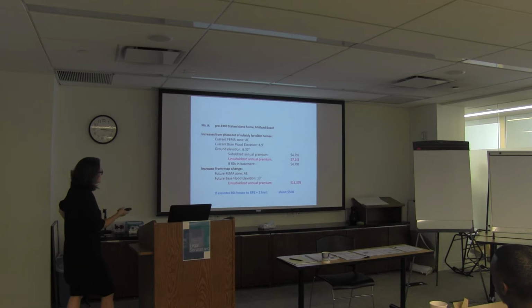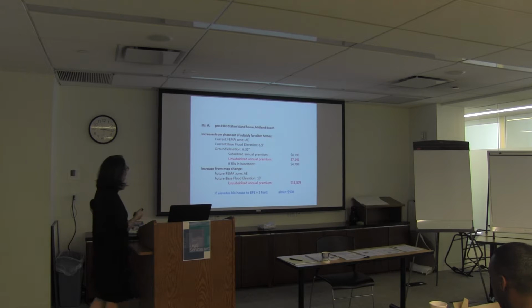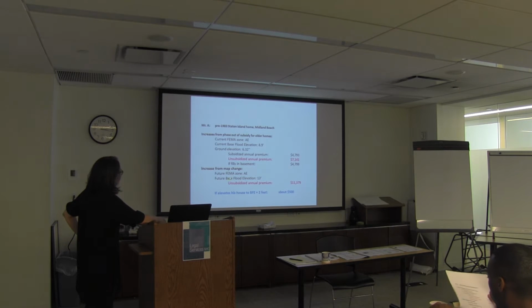All right, so again, this is just another example of the analysis. This is a home in Midland Beach, Staten Island. It's pre-1983. This first set of numbers is projections based on the phase out of the pre-firm subsidy. This is happening, nothing has changed to prevent this. And the second part is due to the map change. This is the part that's in flux.